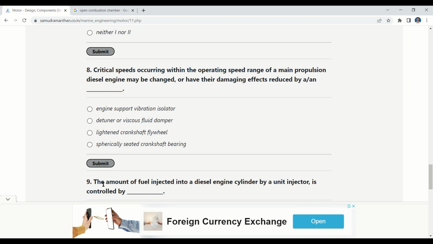Critical speeds occurring within the operating speed range of a main propulsion diesel engine may be changed or have their damaging effects reduced by, and the options are engine support vibration isolators, detuners or viscous fluid dampers, lightened crankshaft flywheel, spherically seated crankshaft bearing. The correct option will be detuners and viscous fluid dampers.